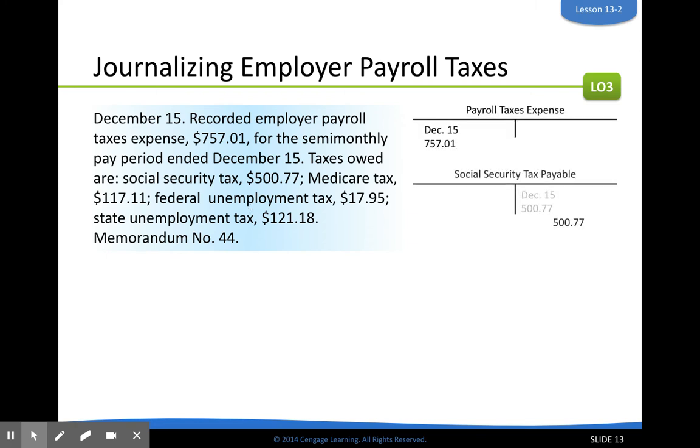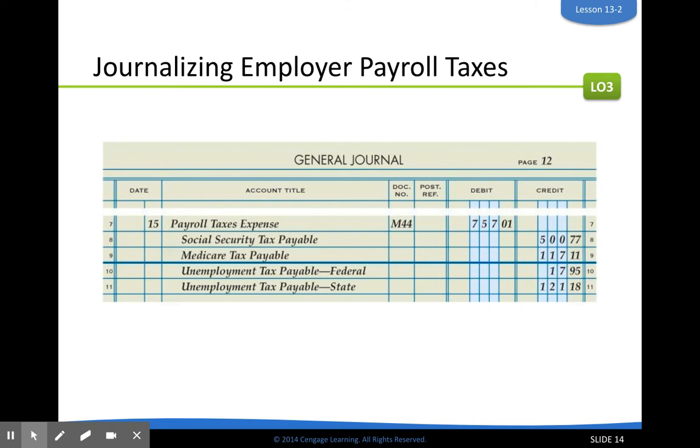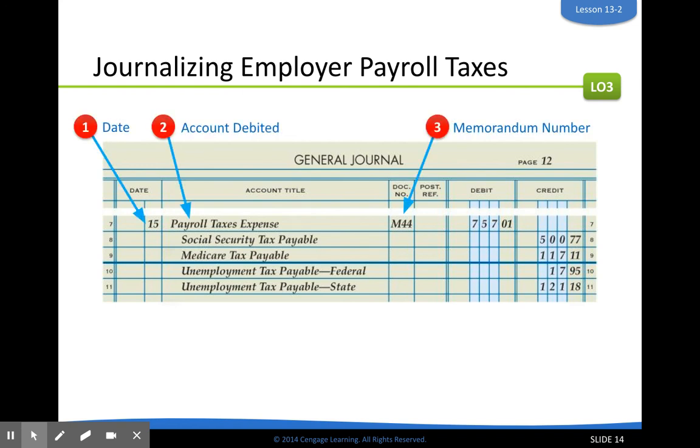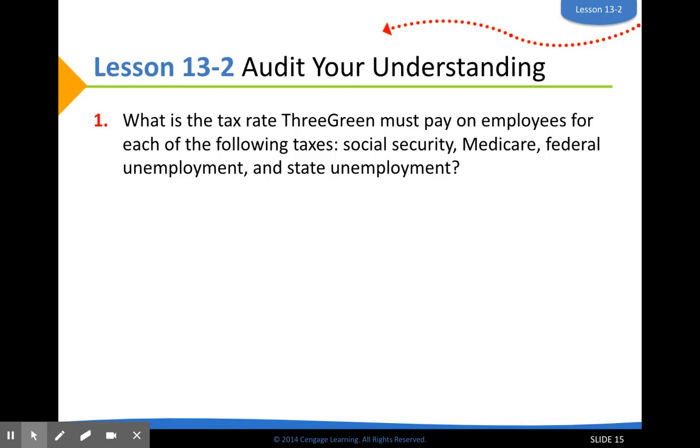Once we've calculated all of our Social Security, Medicare, federal unemployment, and state unemployment, we need to record our journal entry. The journal entry will look much like it did in Section 13-1, but now this is for the employer's portion. So we have all of our deductions credited. We add those together, and that is what we debit our payroll tax expense for our employer payroll taxes.